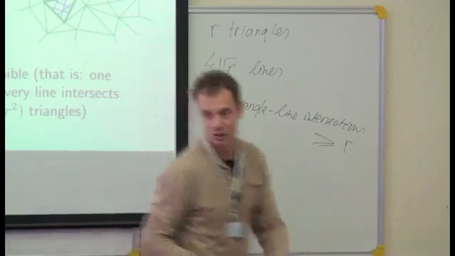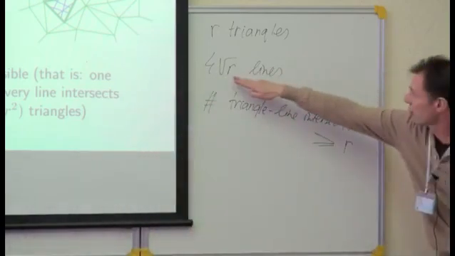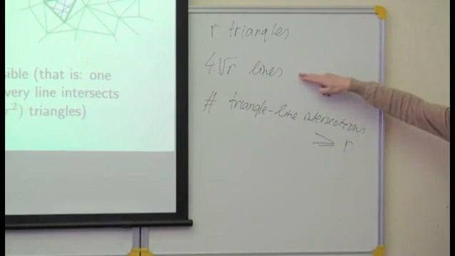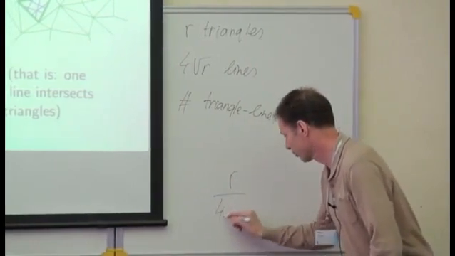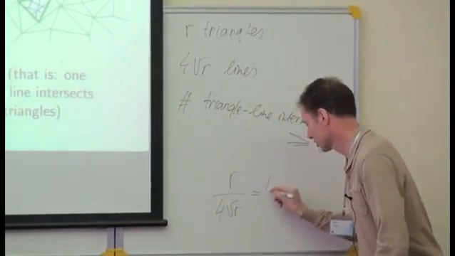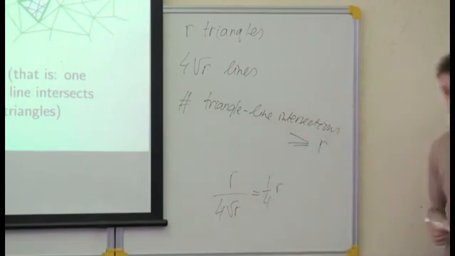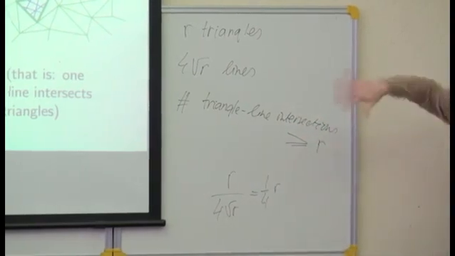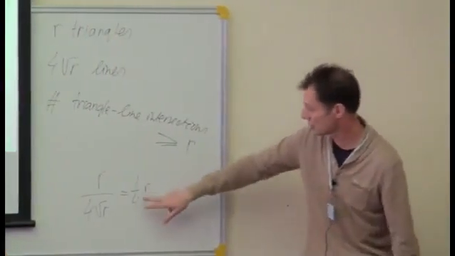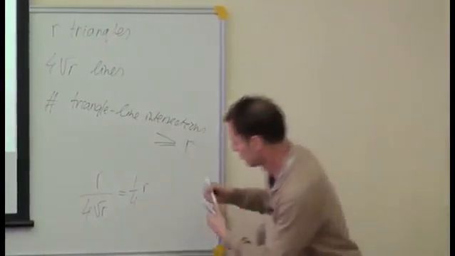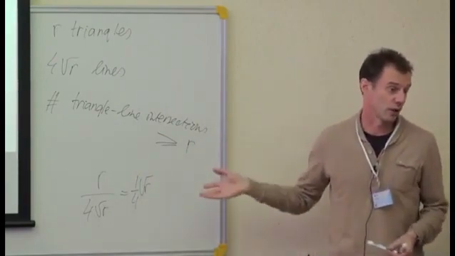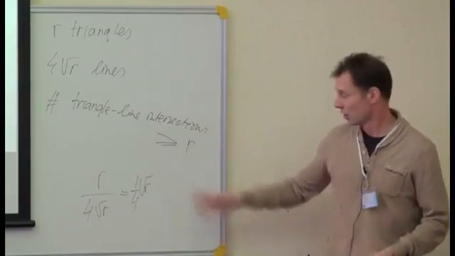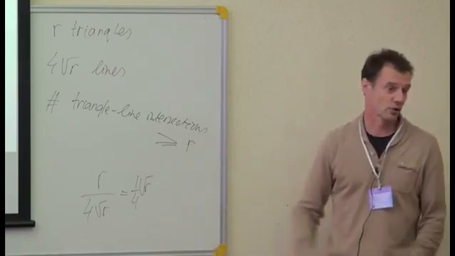Well, if I have only 4 times square root of r lines, the average line actually intersects r divided by 4 square root of r, which is 1/4 square root of r, triangles. So of these lines, the average number of intersections is this. So one of them must actually intersect so many. No matter how you do it, you're always going to get a crossing number which is at least this.